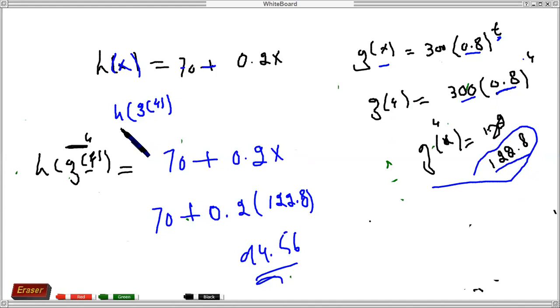Then here you can see h of g of 4. So inside h we put g of 4 value. So replace x with what? Just replace with g of 4 value, and g of 4 we know that this is 122.8. So the result is 94.56. Clear?